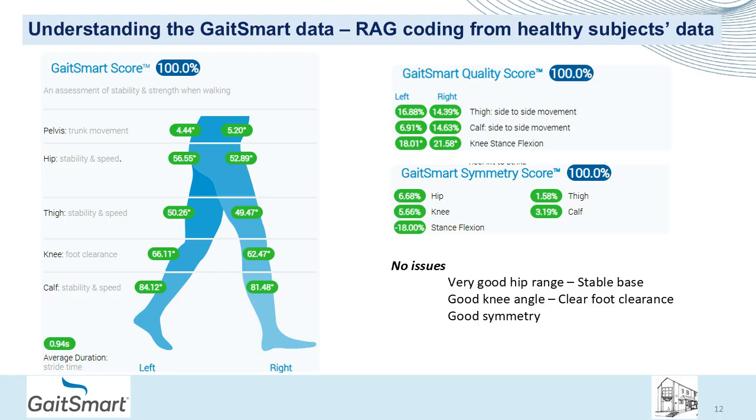The GaitSmart score shows side-to-side movement of the thigh and the calf, so the coronal plane, and the stance flexion. That, again, is important, because if you can't flex those knees on load, it means those knees are suffering. And symmetry, despite what people say, we are symmetrical. We walk symmetrically. We may move our upper body, but we certainly do not have a different movement for left and right legs unless there is a problem.